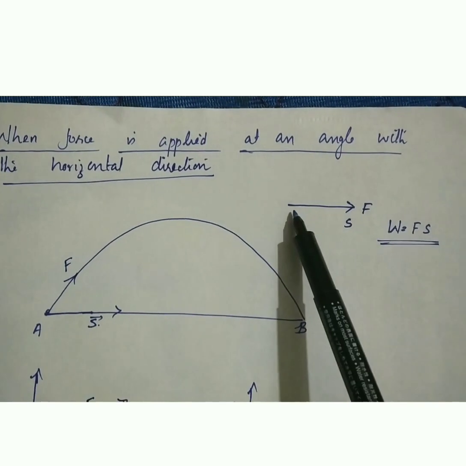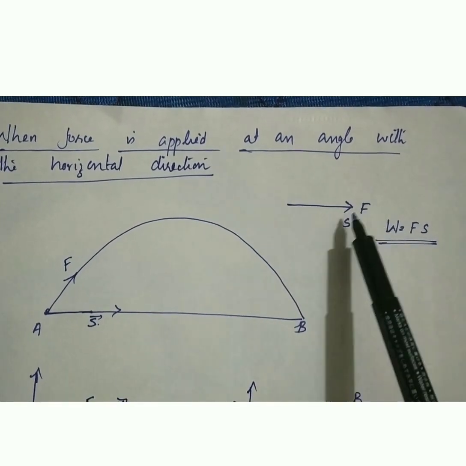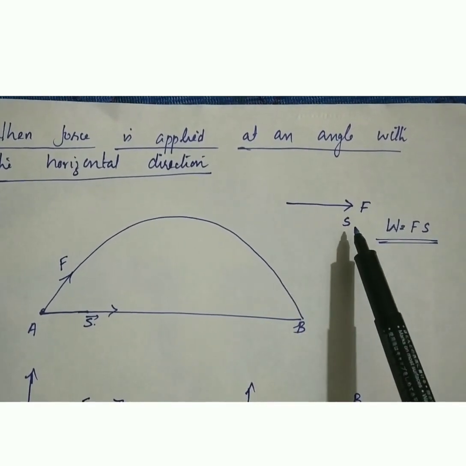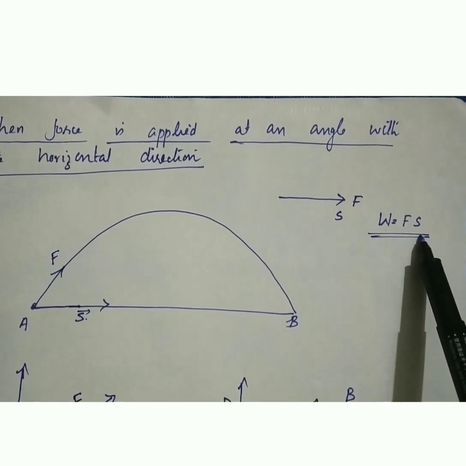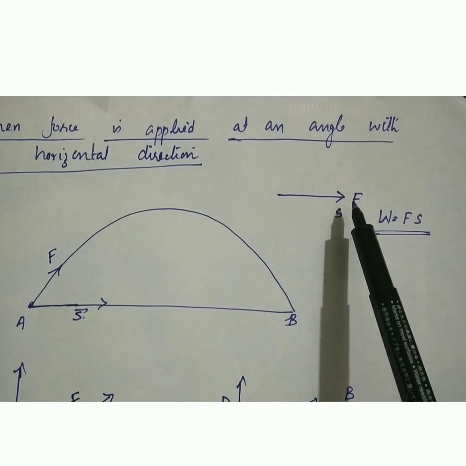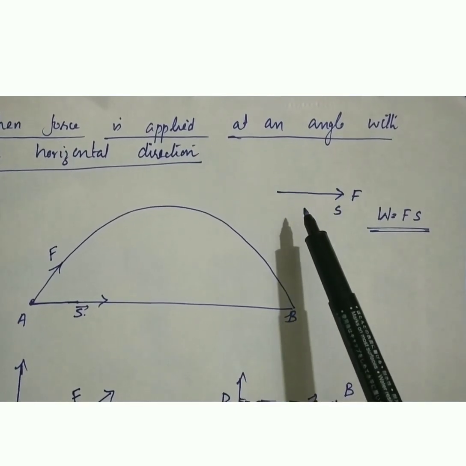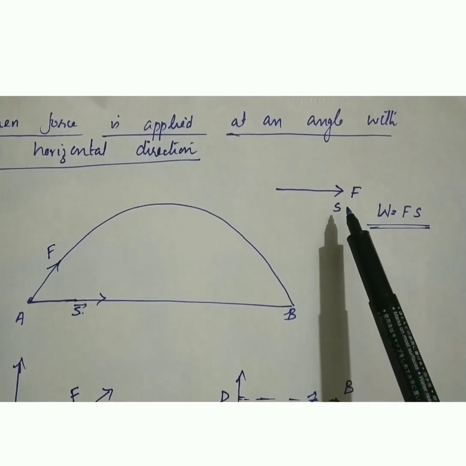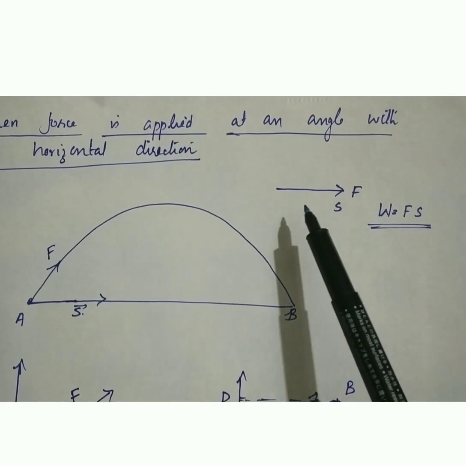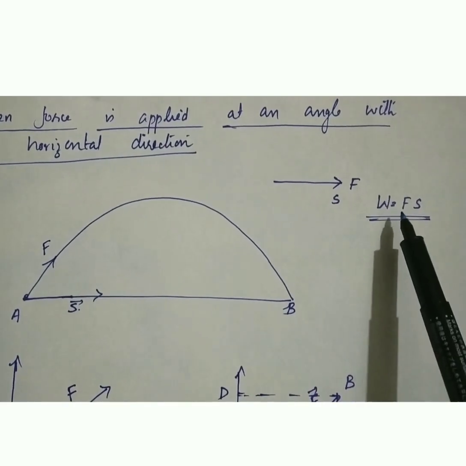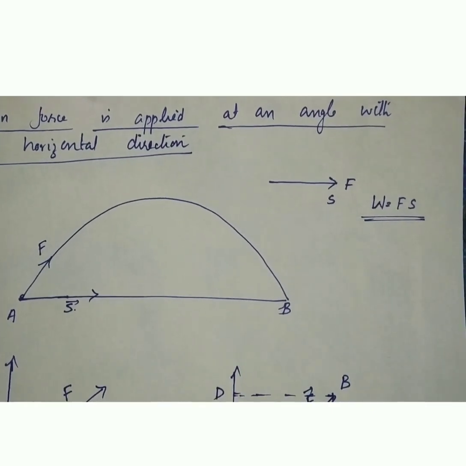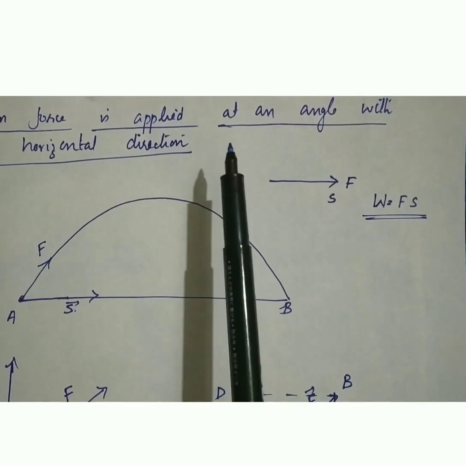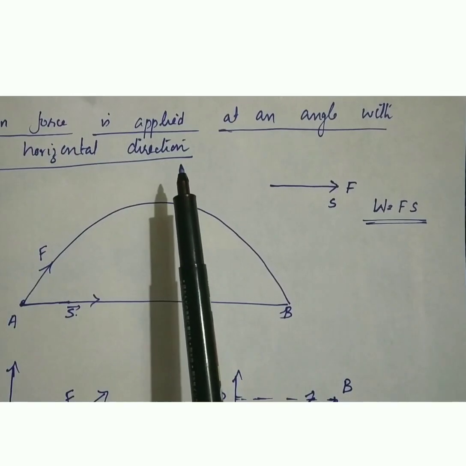We already know when a force is acting in the horizontal direction and the displacement is in the same direction, then work done W is equal to F into S. When a force is acting in a horizontal direction and the displacement is also in the horizontal direction, either in the direction of force or in the opposite direction, the work done is equal to F into S. Isn't it? Now we are going to discuss when a force is applied at an angle with the horizontal direction.